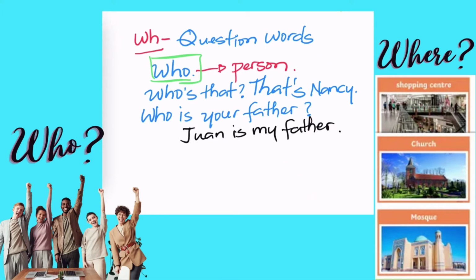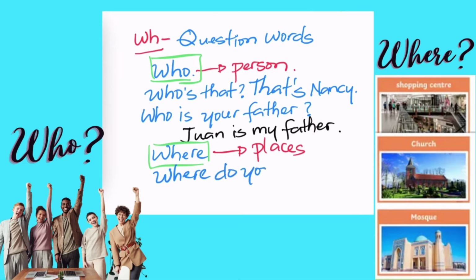So the second one we are going to see is where. So where, it refers to places. So whenever I use where, I'm referring to places. For example, if I say, where do you live?